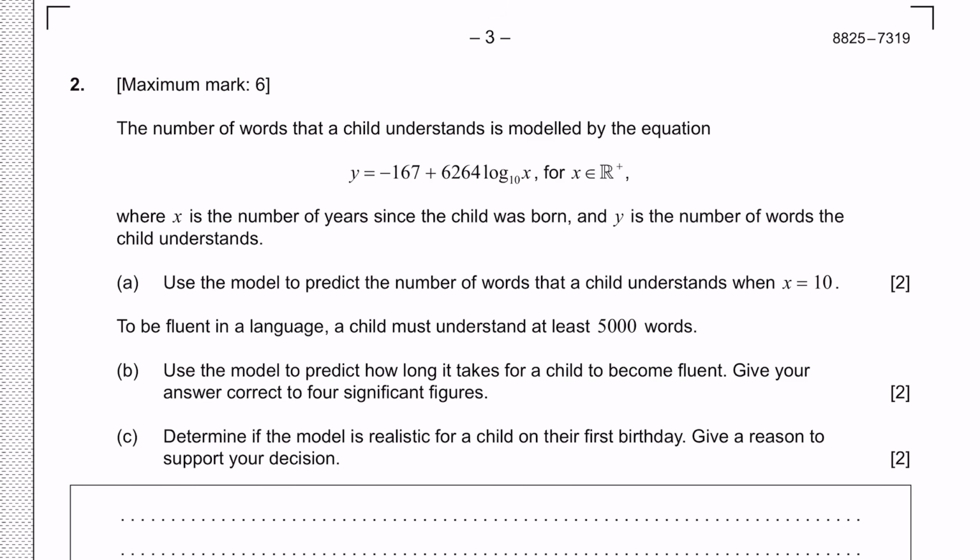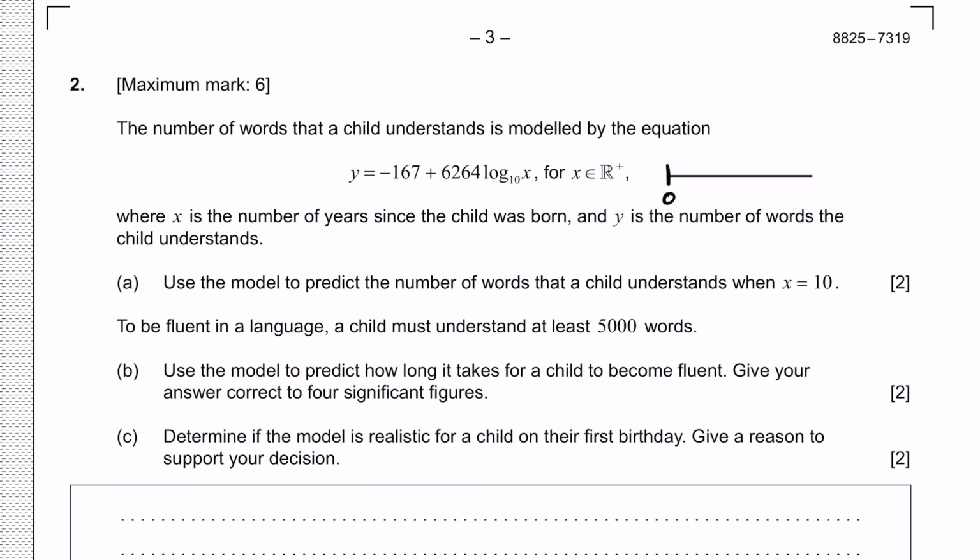Question 2. The number of words that a child understands is modeled by the equation y equals -167 plus 6,264 log base 10 of x, for x is an element of positive real numbers. So what does this thing mean? This, I guess, is a domain restriction. Just drawing a quick sketch.